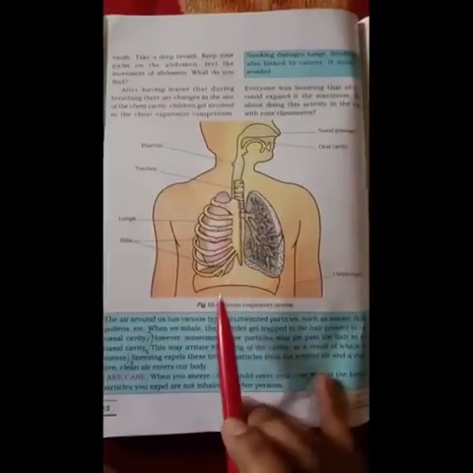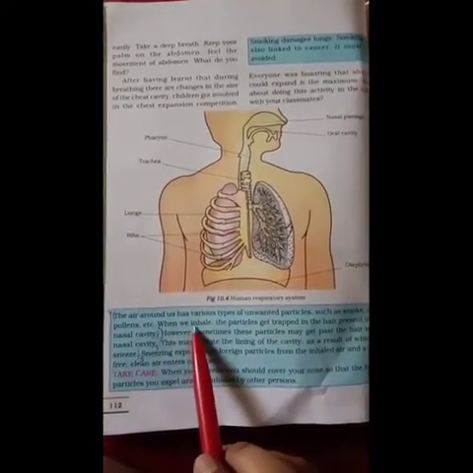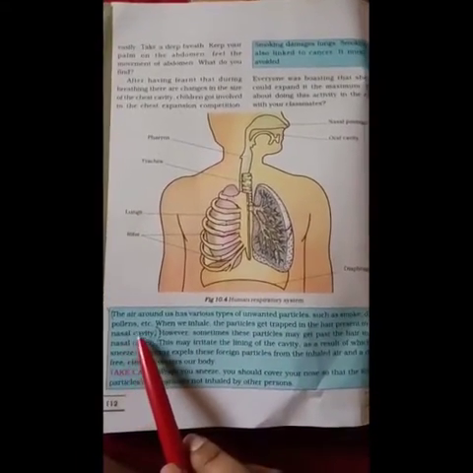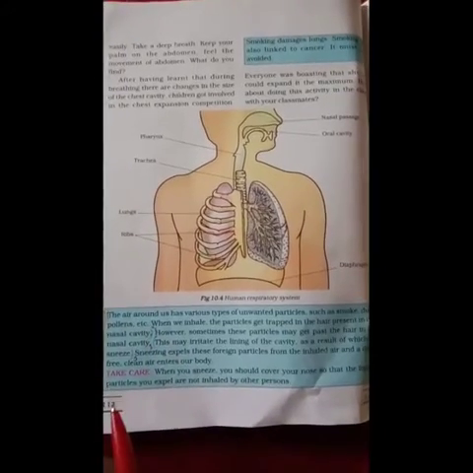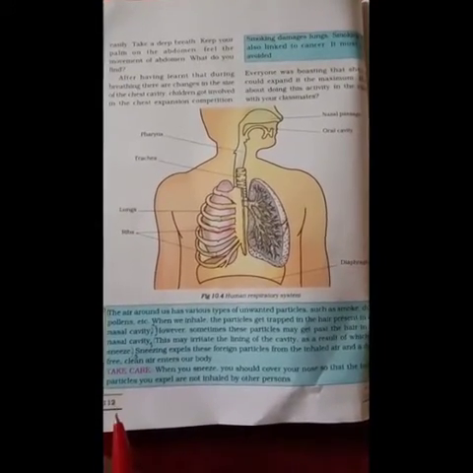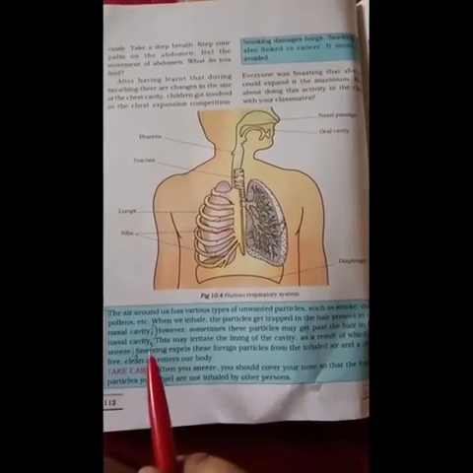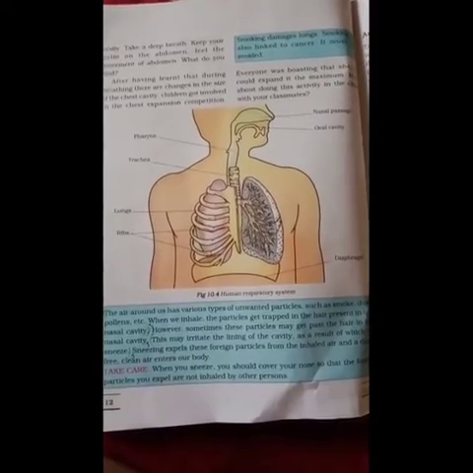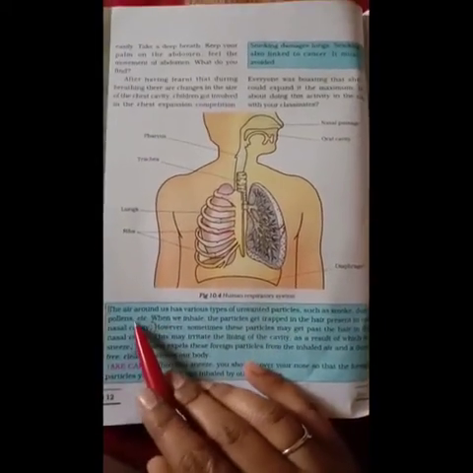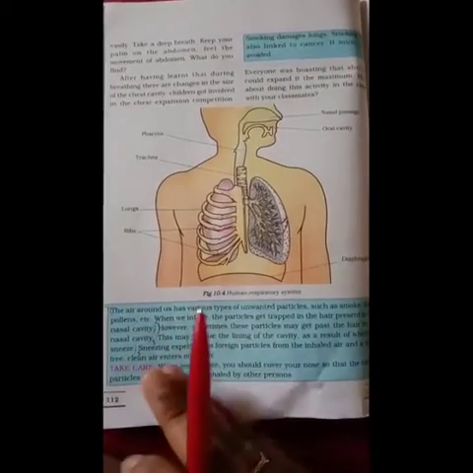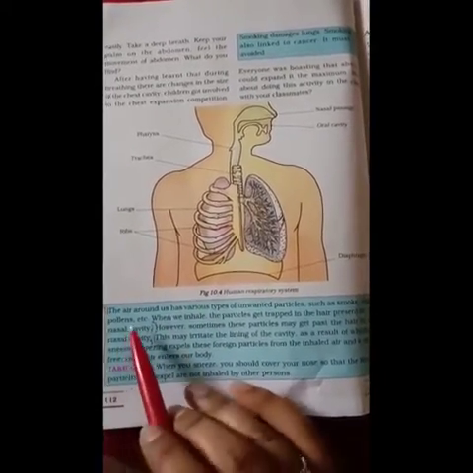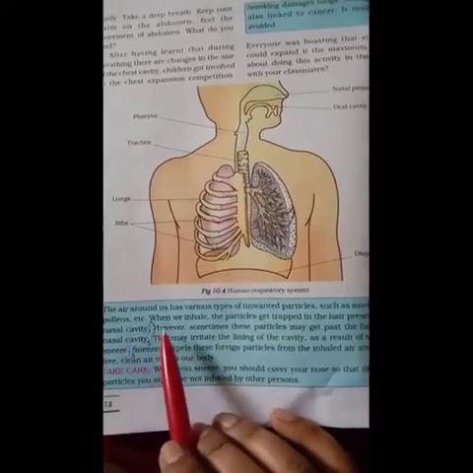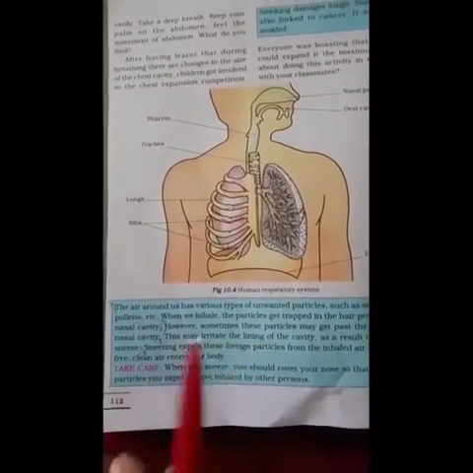So children, this is about the human respiratory system. The air around us has various types of unwanted particles such as smoke, dust, pollens, etc. The air we breathe is not full of unwanted particles; we are only breathing air, and the unwanted particles are removed. Don't worry about that. Pollen is obtained from flowers. Some people are allergic to pollen and will often sneeze when they come in contact with it. So these are the unwanted particles present in the air.